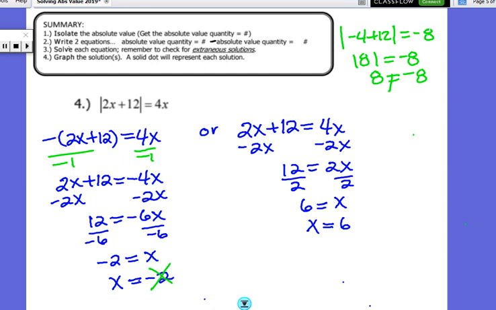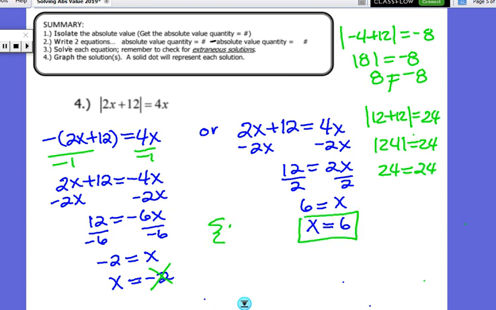Alright, check the other ones. Sometimes both of them are extraneous, sometimes neither are extraneous. Now I'm checking 6. Make sure you go back to the original equation. 2 times 6 is 12, plus 12 is equal to 4 times 6, which is 24. I'm taking the 6 and plugging it in for both x's. Absolute value of 24 equals 24. Well, the absolute value of 24 is 24, so this one checks. So 6 is my only solution.